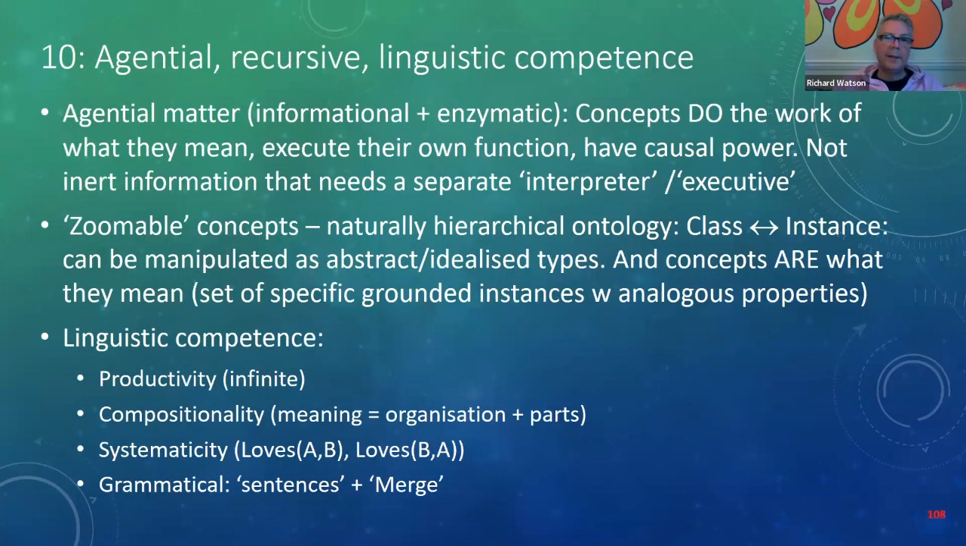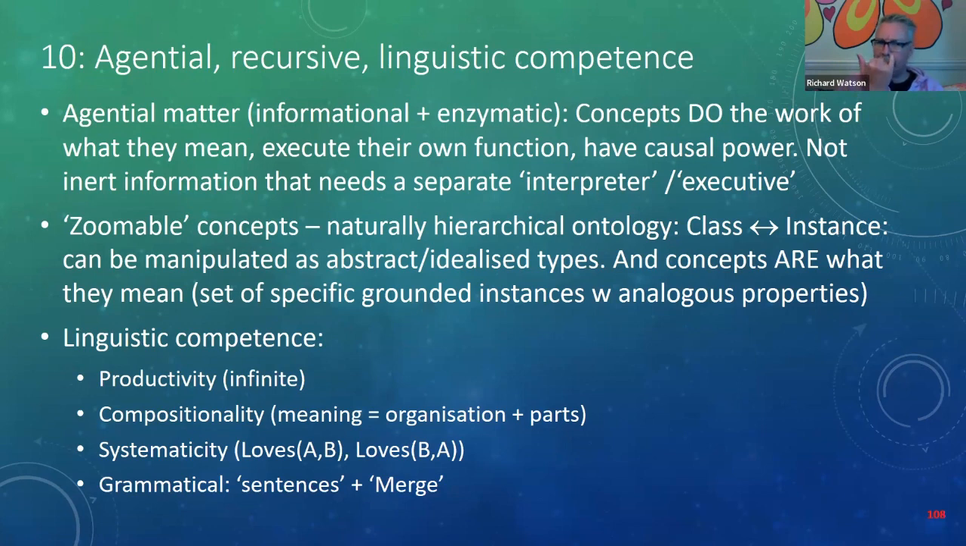Number 10, it should deal with recursive linguistic competence. The matter should be agential. It should be enzymatic as well as informational. We talk about this in terms of the RNA world, right? That the RNA is informational, but it's also enzymatic. It also does stuff. So matter, the kind of matter that we're talking about, should be both. It should be information and it should do stuff. That the concepts do the work of what they mean. They execute their own function. They have causal power. They're not inert information that needs a separate interpreter or executive to read the information and then do it. They do it for themselves.